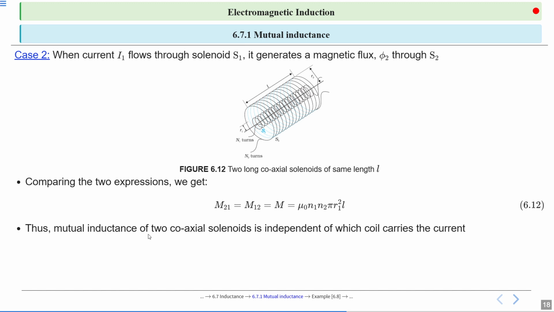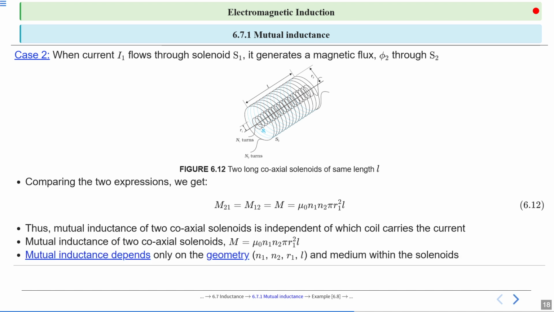So is the mutual inductance of two coaxial solenoids independent of which coil carries the current? We have discussed both the cases. In the first case, S2 was carrying current, and in the second case, S1 was carrying current. So mutual inductance is independent of which coil carries the current. It will remain the same, whether S1 is carrying current or S2 is carrying current. So the mutual inductance of two coaxial solenoids will be M equal to mu naught n1 n2 pi R1 square L.